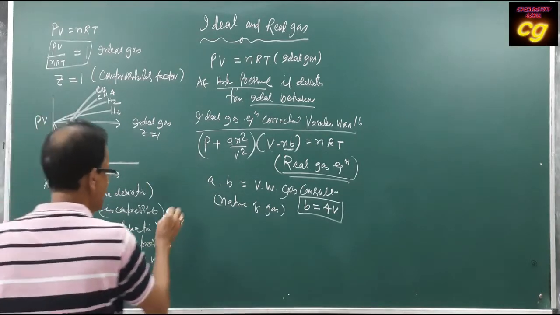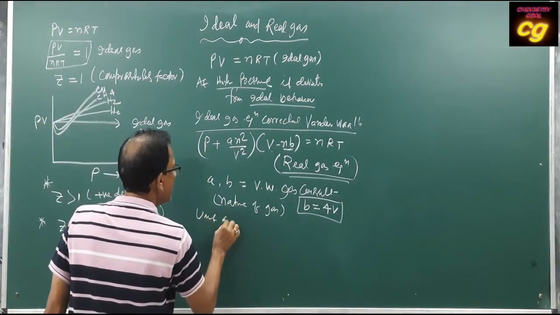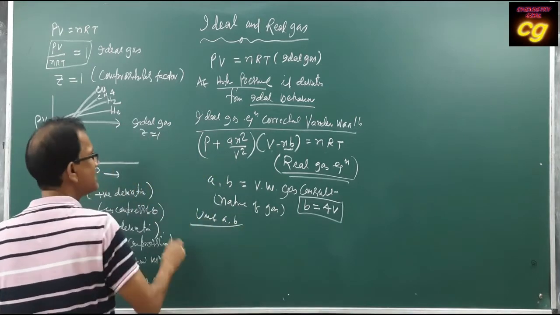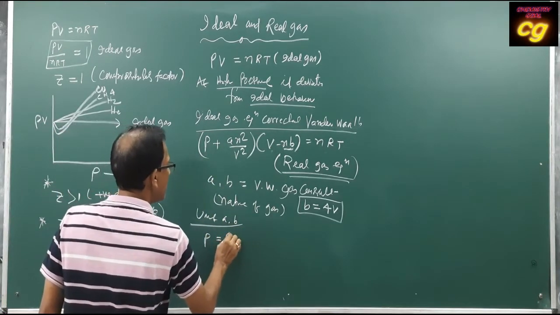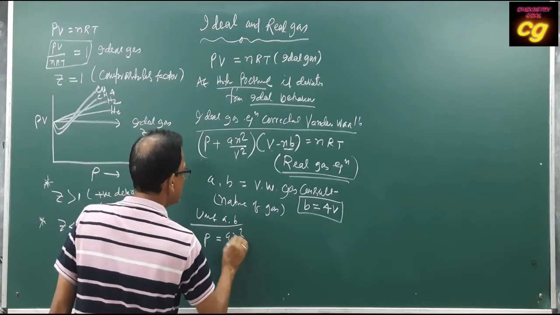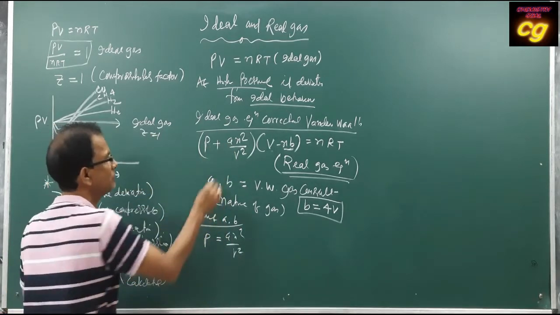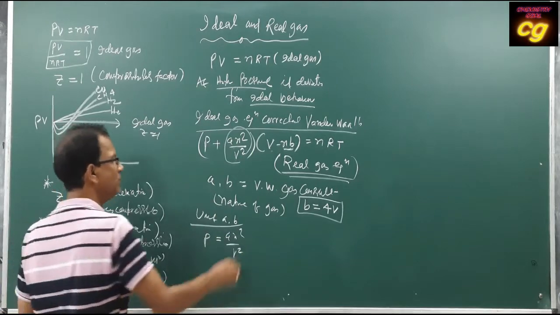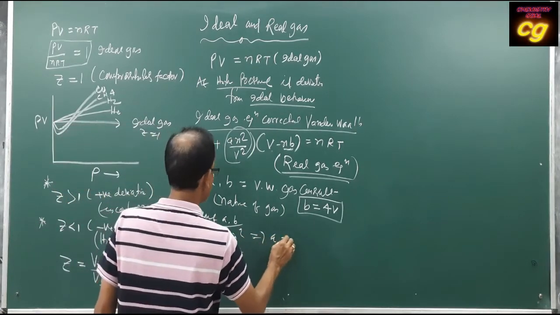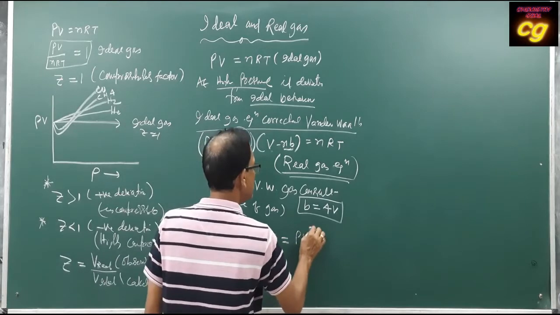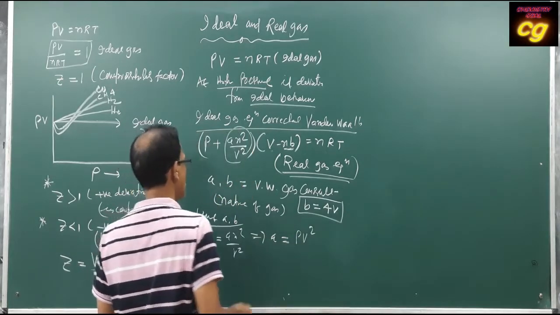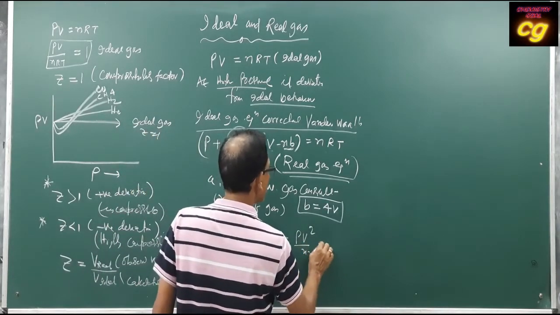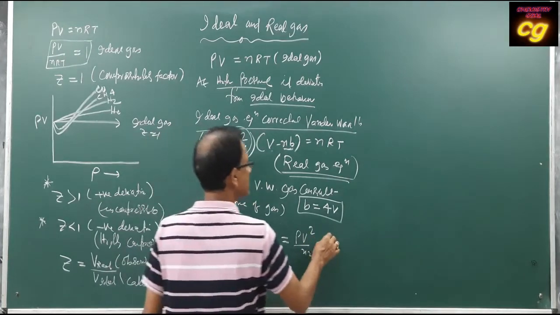So what is the unit of a and b? As P is equal to a n square by V square, that means this term is pressure. So P equals a n square by V square implies a is equal to P V square by n square. So what is the unit of a? That is atm.